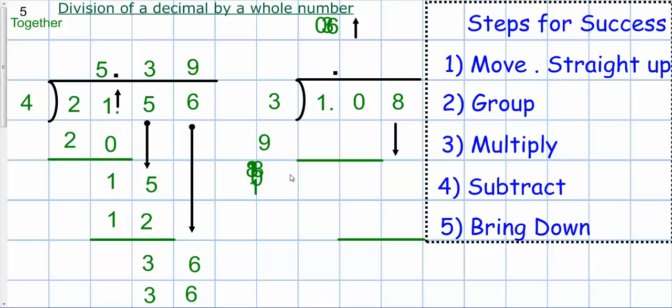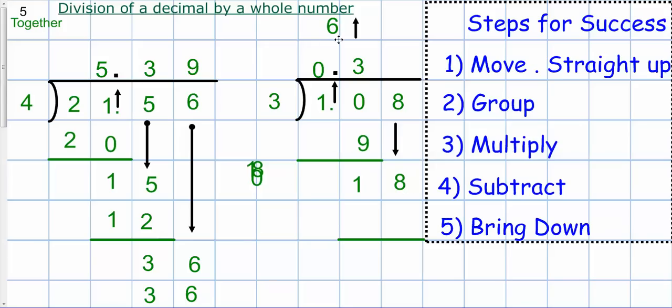Okay, so let's see. How many groups of 9? Again, first thing I got to do, move my decimal point straight up. Okay, how many groups of 9 fit into 1? None. So I'm going to put a 0 there to hold the place. How many groups of 3 fit into 10? 3. 3 times 3 is 9. So if I multiply, I get 9. 10 minus 9 is 1. Then I bring down the 8.